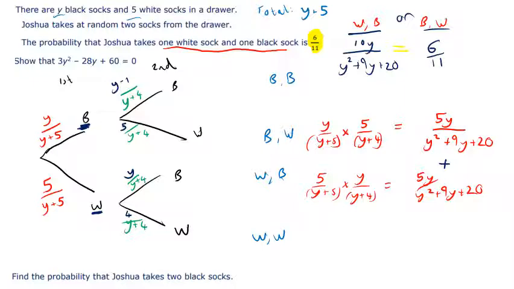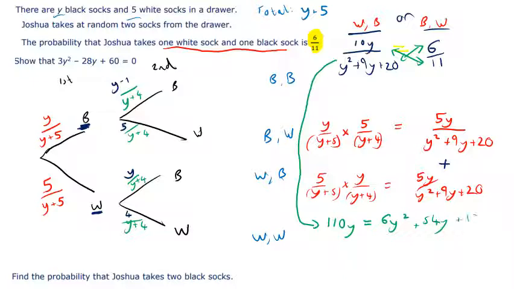And now what we can do is we can cross multiply. So when I cross multiply, these two things get multiplied together and these two things get multiplied together. I've not got a whole load of space, so I'm just going to write down here for the minute. On the left hand side, I end up with 110y. And on the right hand side, I end up with 6 times y squared, 6y squared. 6 times 9y is 54y. And 6 times 20 is 120.